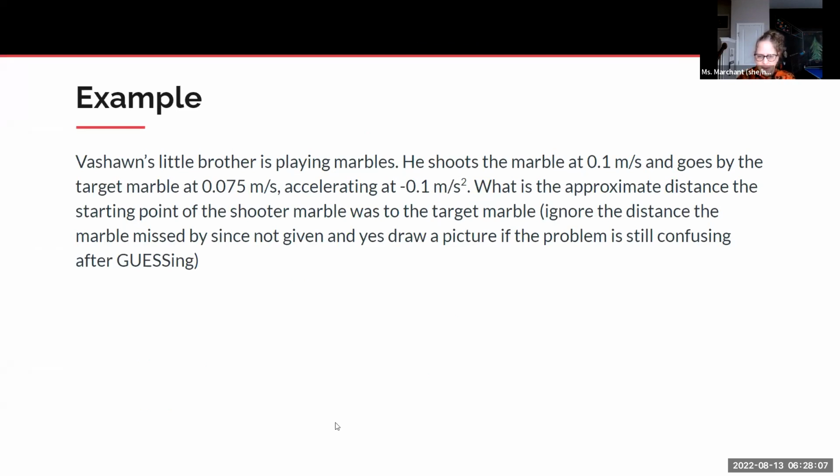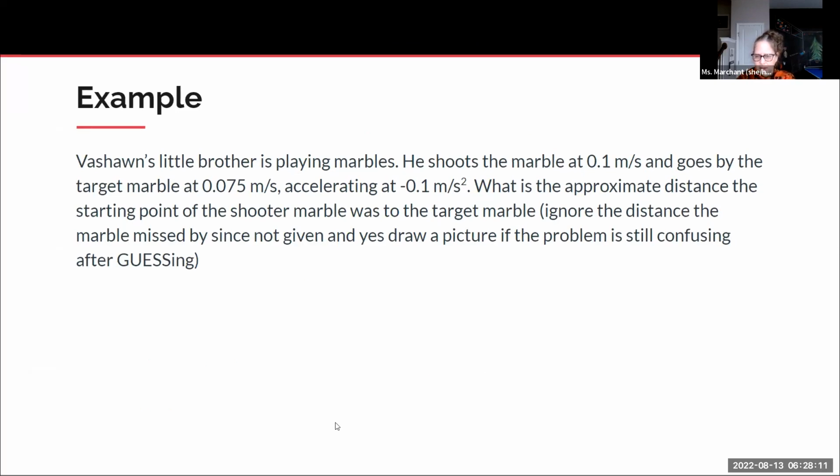Deshaun's little brother is playing marbles. He shoots the marble at 0.1 meters per second. So that is our initial velocity. It goes by the target marble at 0.075. So this could be one final velocity, might not be the true one that they're asking for, but it is going to be the second velocity at least, accelerating at negative 0.1 meters per second squared.